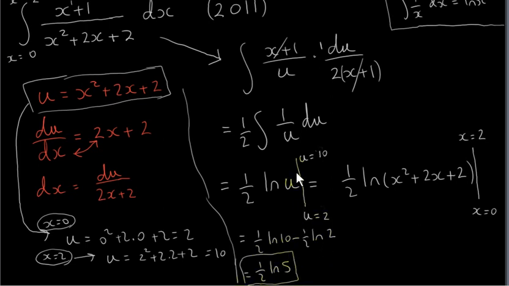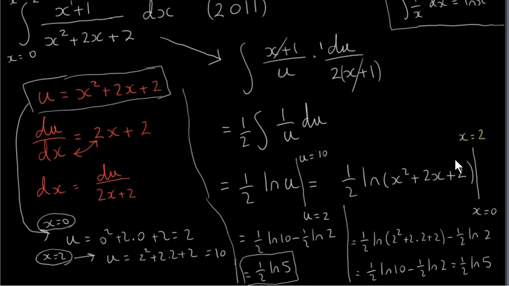So that's solving this by changing our limits. But we could have just subbed back in for u. Remember, u was x squared plus 2x plus 2. We could have subbed x squared plus 2x plus 2 back for u and just work with our original limits. Plugging 2 in here, we get a half ln of 2 squared plus 2 times 2 plus 2. So the argument of this ln function is 10. This is 4 plus 4 is 8 plus 2 is 10.